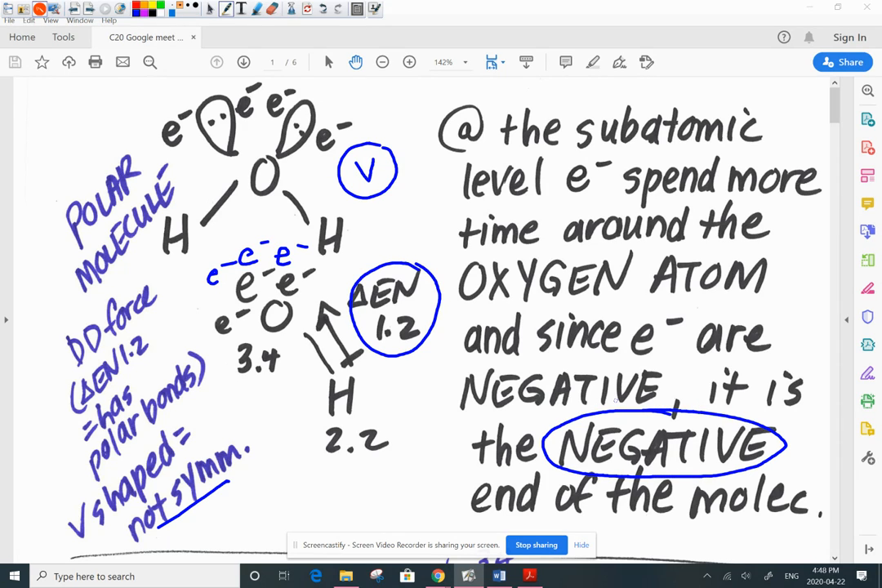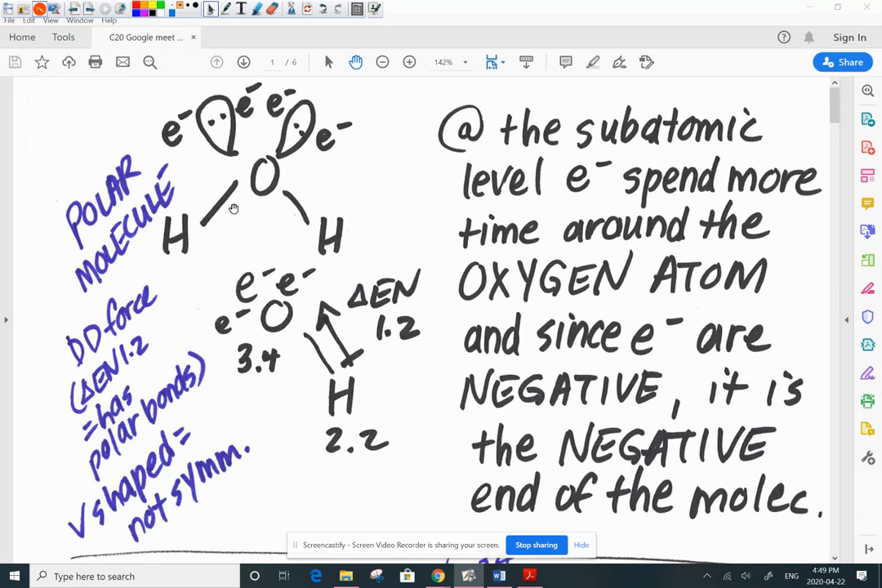So a lot of students answered that one incorrectly. They said it becomes the positive end. That doesn't really make sense, right? You've got negative electrons, so that's the negative end of the molecule. The hydrogens don't have the negatives, so they're partially positive. And of course, that's what sets up that attraction, like a hydrogen bond between the hydrogen of one water molecule and the oxygen of another.